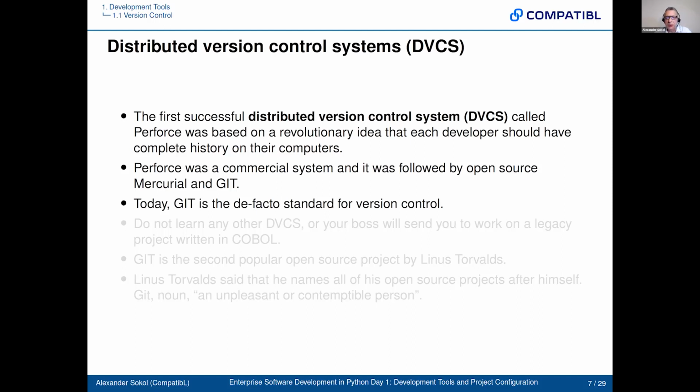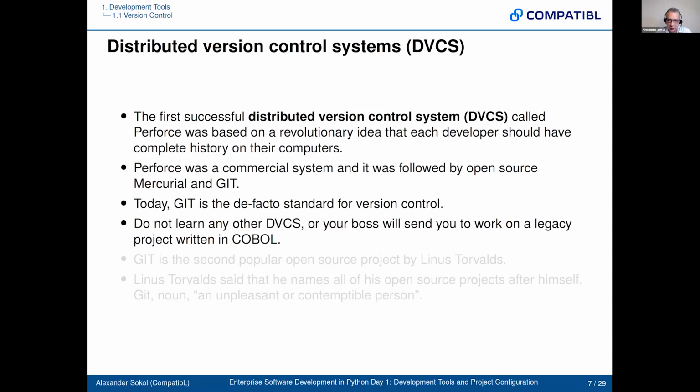I would say that Git is the de facto standard of version control today, right? Not Mercurial. So Git won, everybody uses Git, right? And if you learn any other version control system, your boss will send you to work on a legacy project written in COBOL. So my recommendation is not to.